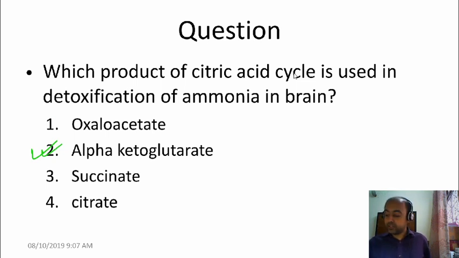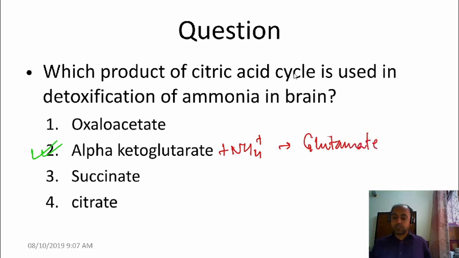Alpha ketoglutarate will chelate the ammonia and get converted into glutamate. Very good. The correct answer is alpha ketoglutarate. Alpha ketoglutarate is responsible for detoxification, and its depletion is responsible for the encephalopathy.